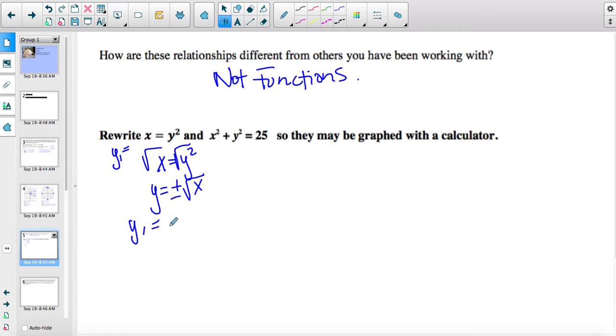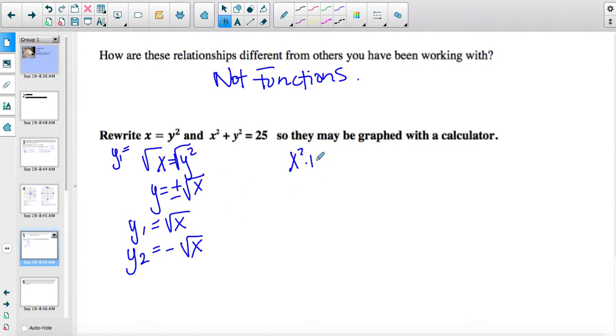So in your calculator in y1, graph the square root of x. And in y2, graph negative square root of x. Take a minute, hit pause, and graph that and see what that looks like. If you had graphed those, you would have seen that horizontal parabola that we had earlier. Now let's do the same thing here.